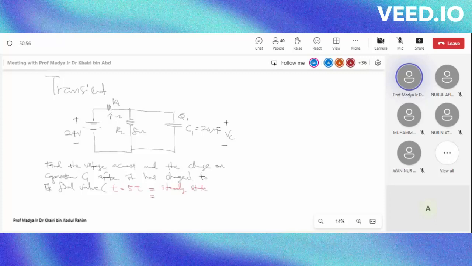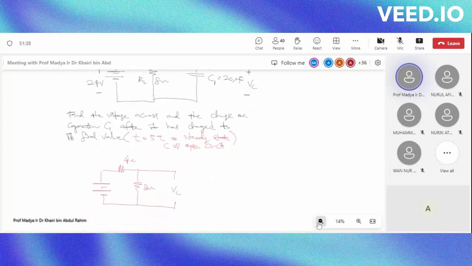which means open circuit. Okay, which means capacitor has turned into open circuit. Okay, so which means now the circuit becomes what? It becomes like this only. Okay, so 4 ohm, 8 ohm.